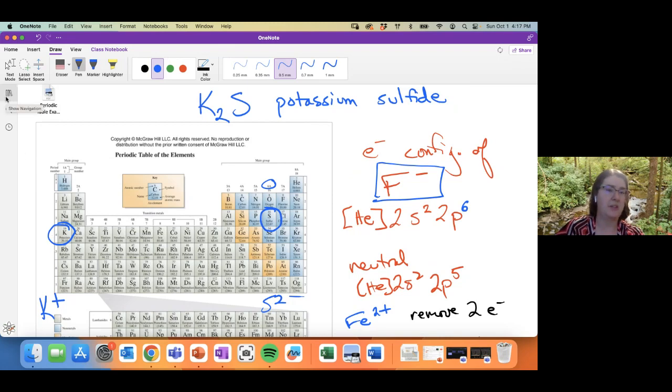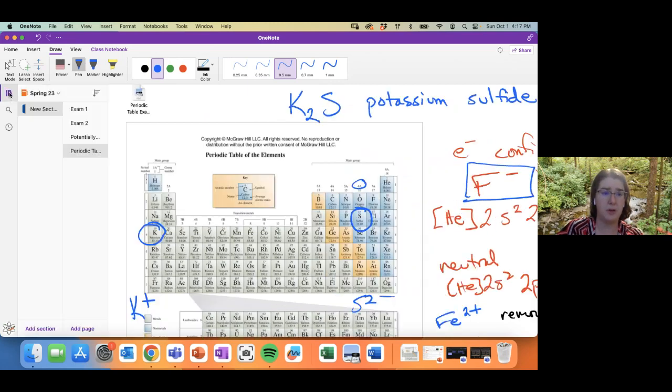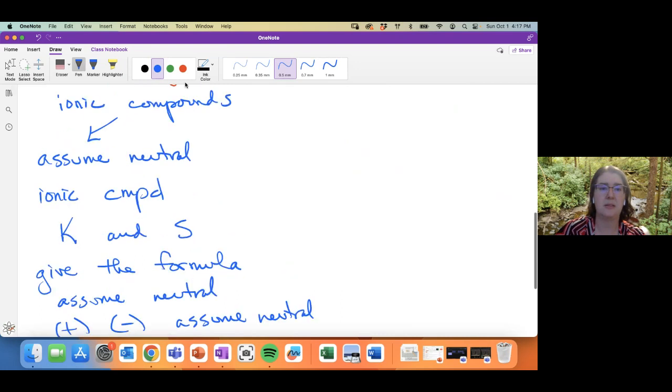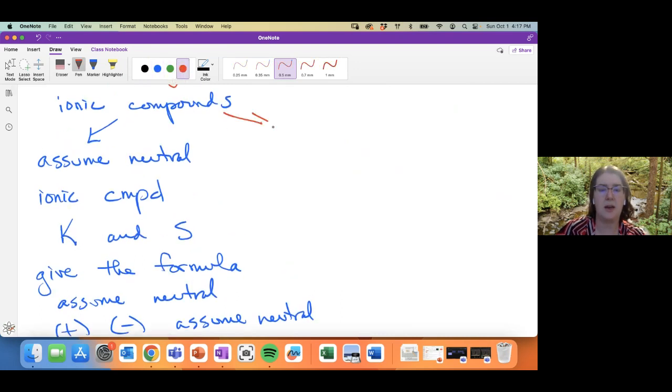Now, the one thing I was going to say is the exception for when they're not neutral, which is something you are also responsible for. But these are actually going to be less obvious, because these are charged: your polyatomic ions.